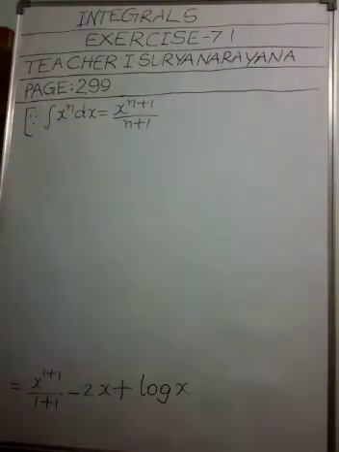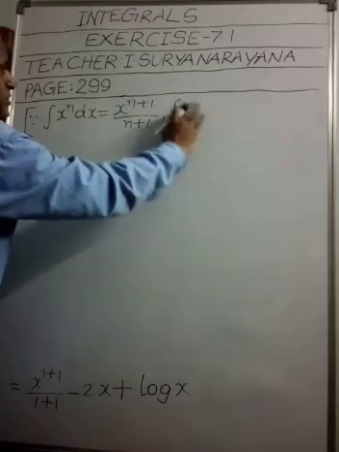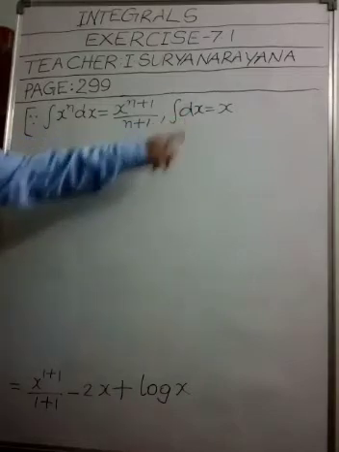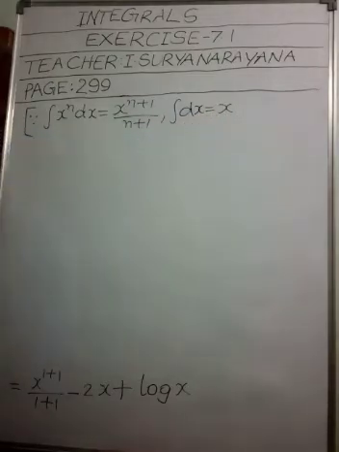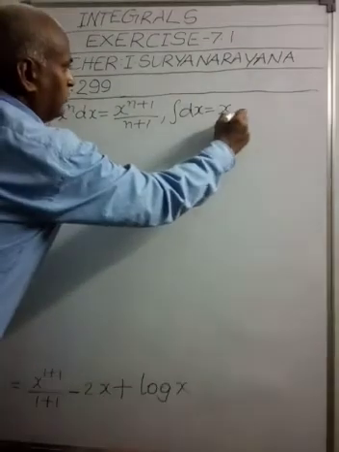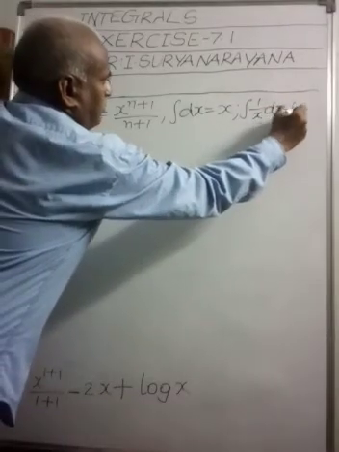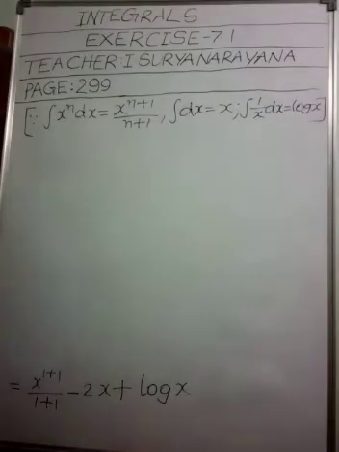And for the second term, integral dx is x. For the second term we use the formula integral dx is equal to x. Understood? For the last term, integral 1 by x dx is equal to log x.